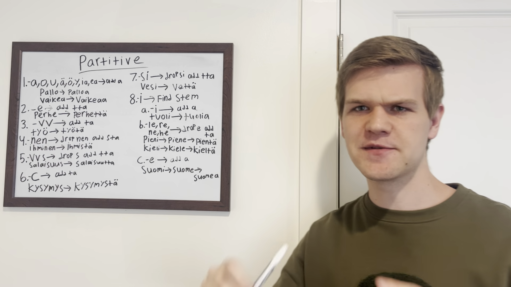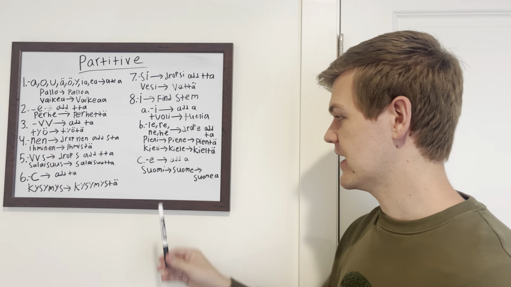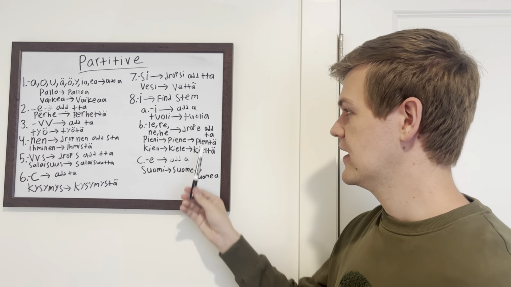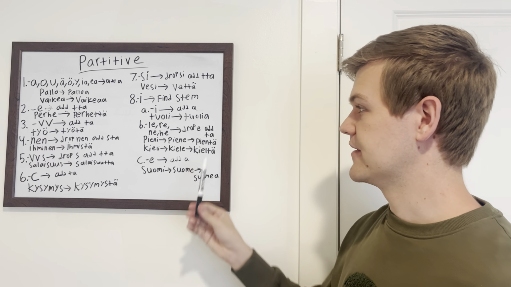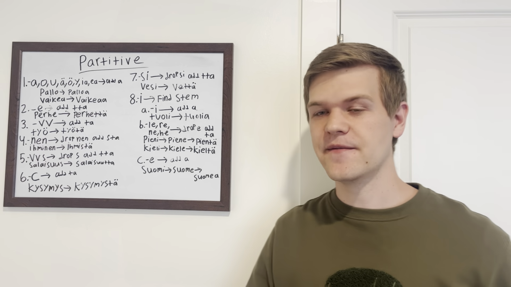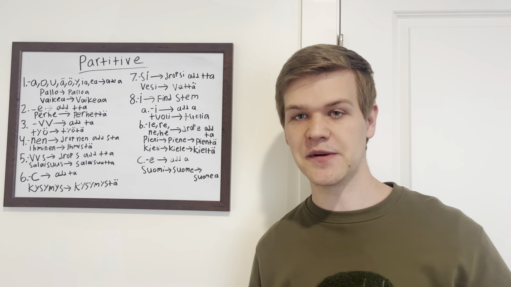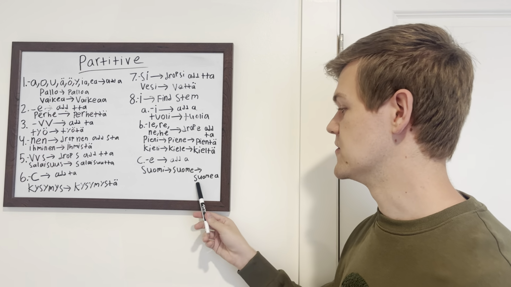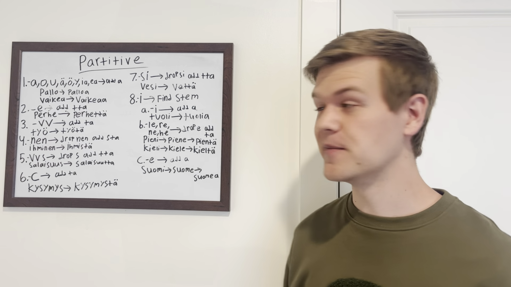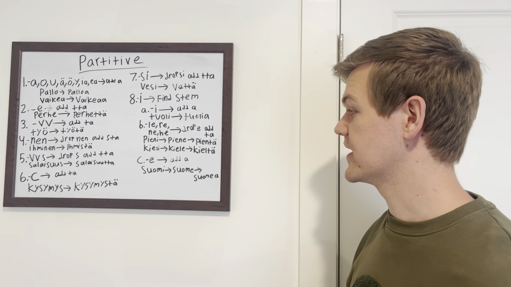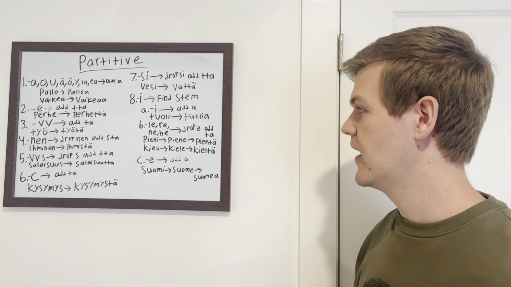So we add that A onto the stem. That's why finding the stem is really important, because if the stem ends in E, it's always going to be a little bit different than if the stem ends in I. Suomea is very useful because this also means Finnish, so if you're talking about speaking Finnish, you'll usually use Suomea, if you've heard that before. So that's how we find it from Suomi to Suomea.